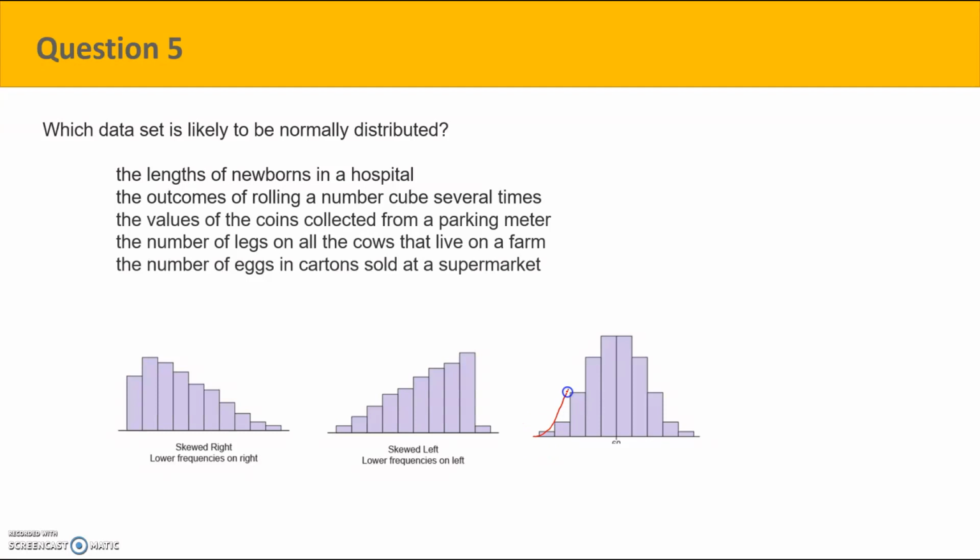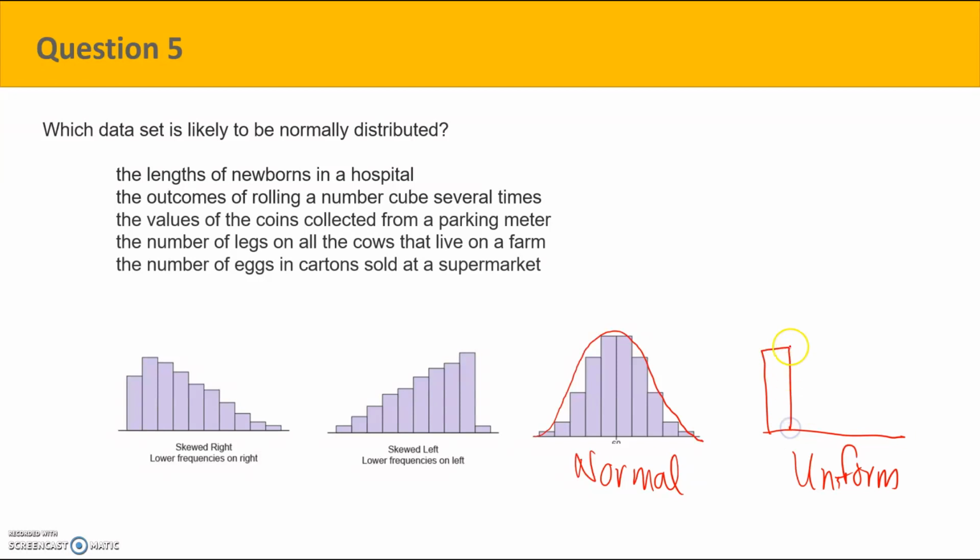But if it's more weighted in the middle, that's called a bell curve. This is normal distribution. I'll add one more, a uniform distribution, which is where all the bars have the same height. And that's uniform. Okay, let's look at our different situations here.